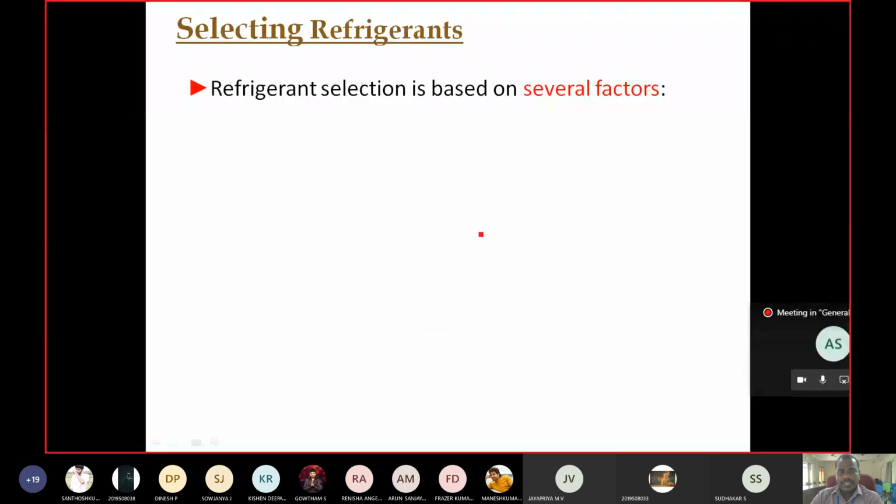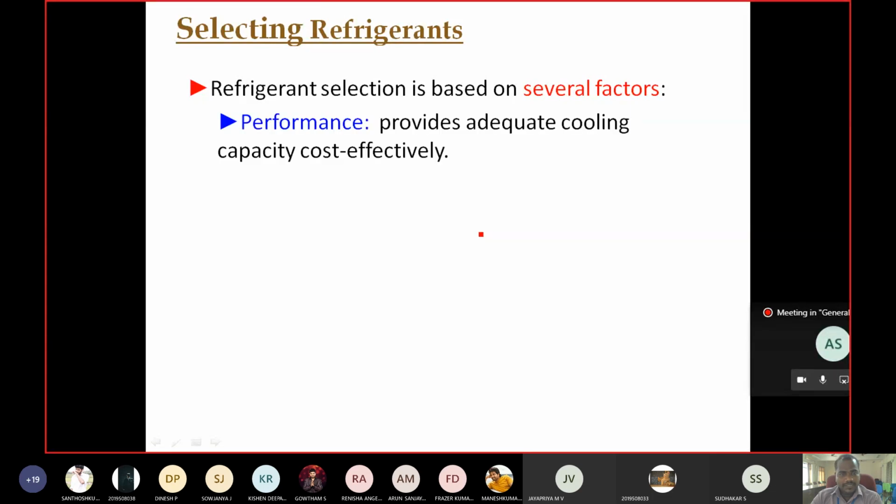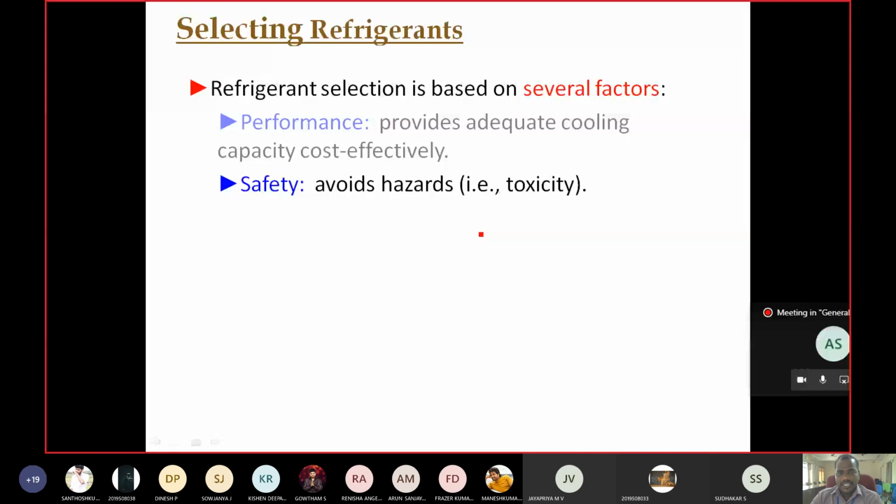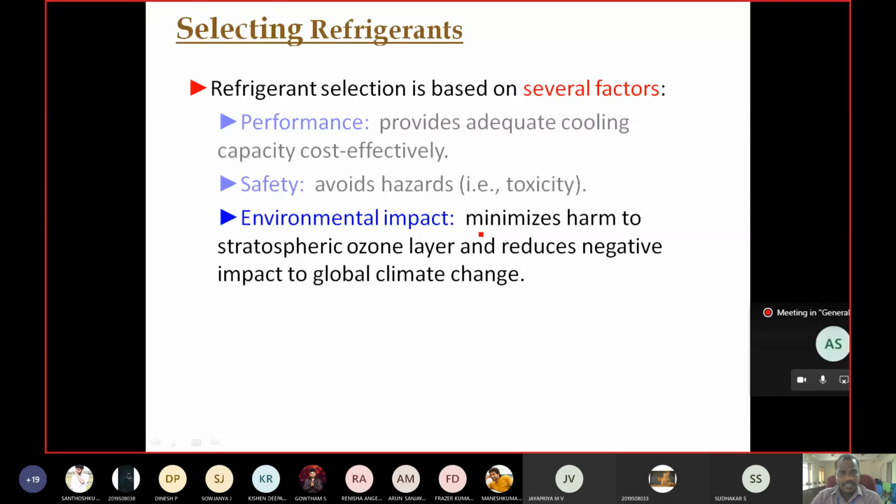So selecting refrigerants is another important thing in the refrigeration system. So the refrigerant selection is based on several factors. Based on performance, the refrigerant should provide adequate cooling capacity cost effectively. Then based on safety, the refrigerant should avoid hazards like toxicity. Then it should consider environmental impact, so it should minimize harm to the stratospheric ozone layer and reduce the negative impact on global climate change.